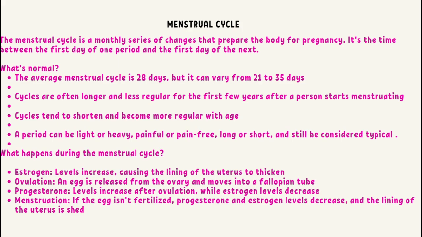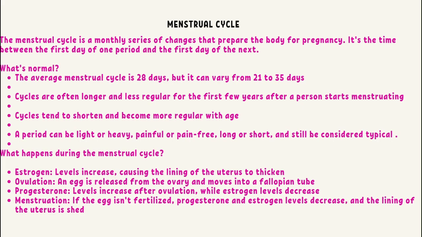So the uterus lining is going to thicken, and then at ovulation, the egg is released from the ovary and moves into the fallopian tube. So now what the body is expecting at this point is, oh, I'm going to get an egg, it will implant, and you'll get pregnant. But when that doesn't happen, the opposite happens.